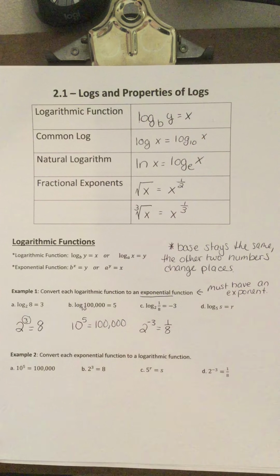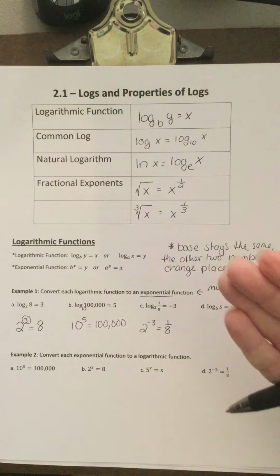Remember, a negative exponent means you're going to take it and flip it. You're going to move it. So that 2 to the third power would go to the bottom of the fraction, and 2 to the third power is 8. So that works.